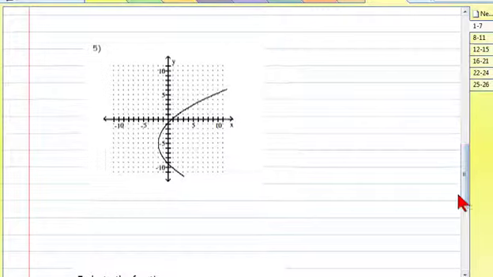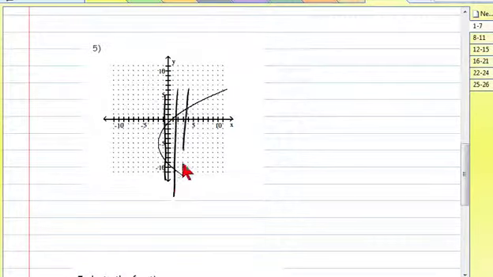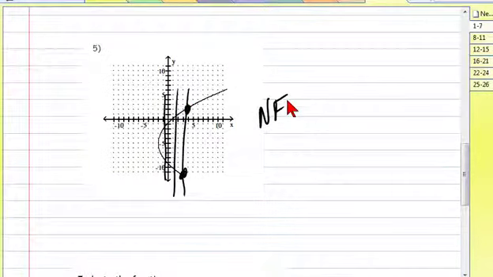Number 5, same kind of question. We're still using the vertical line test. And what do you say about the vertical line test this time? It fails because for a particular x value represented by a vertical line, there are 2 different y's. There's a y up here and a y down here. So this is not a function. It would be no.